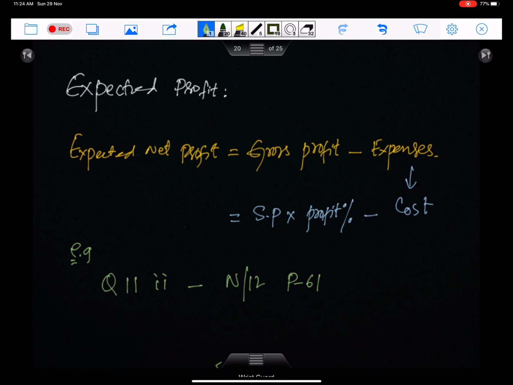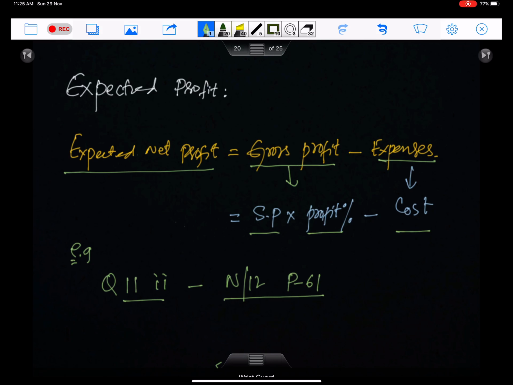Now, expected profit. This is a new concept in binomial. There is just one question of this type, 11 part 2, and in past paper it's November 12, paper 61, and I have made this formula to solve a question of this type, expected net profit. So the formula for expected net profit is gross profit minus expenses, and the formula of gross profit is selling price into profit percent minus cost. So with the help of this formula, you can easily solve that question.